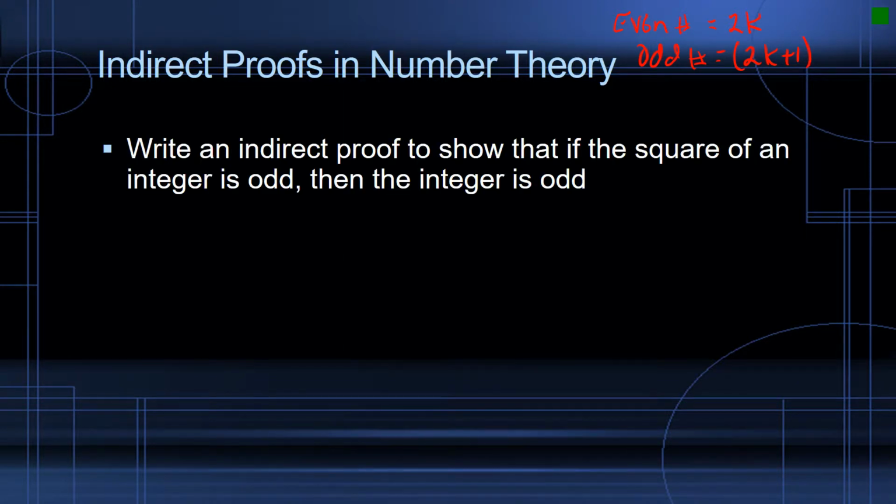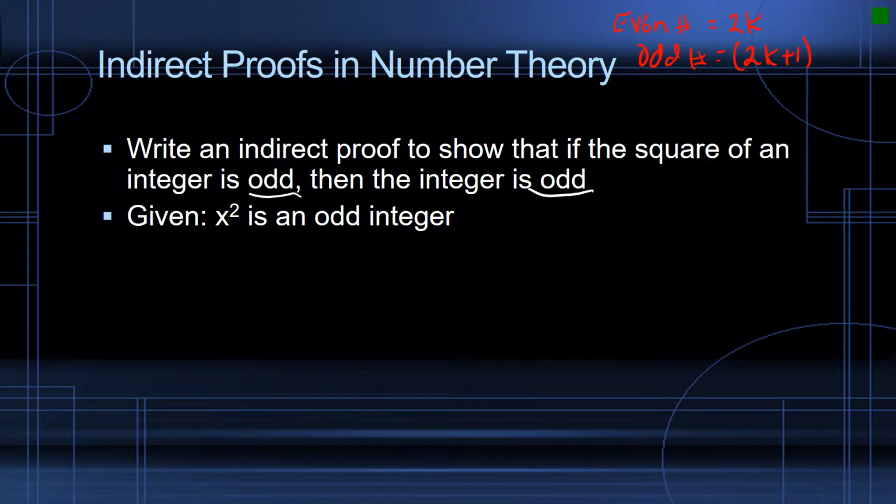It says write an indirect proof to show that if the square of an integer is odd, then the integer is odd. So let's put this first in a given statement and a conclusion. We can say that given x squared is an odd integer. So if the square of an integer is odd, the integer is odd. So x squared then is an odd integer, and our conclusion then is that x is an odd integer.